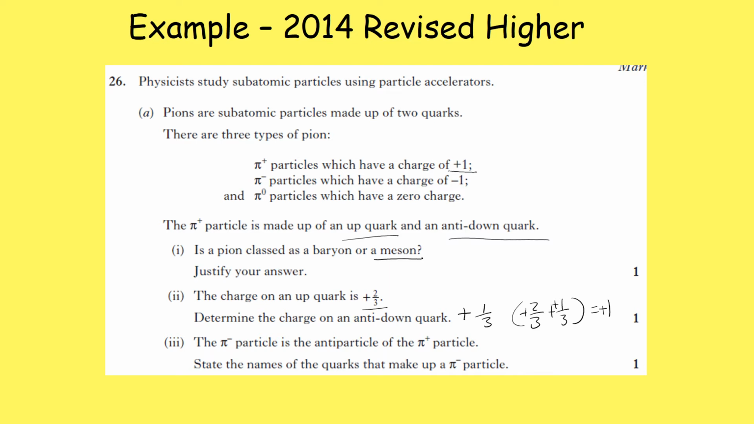The pion negative particle is the antiparticle of the pion plus particle. State the names of the quarks which make up the pion negative particle. Well, the pion negative particle is just the opposite of the pion plus particle. So that must be made up of an anti-up quark plus a down quark. Because an anti-up quark is the opposite of an up quark, and the down quark is the opposite of an anti-down quark. Here's the SQA marking solutions.